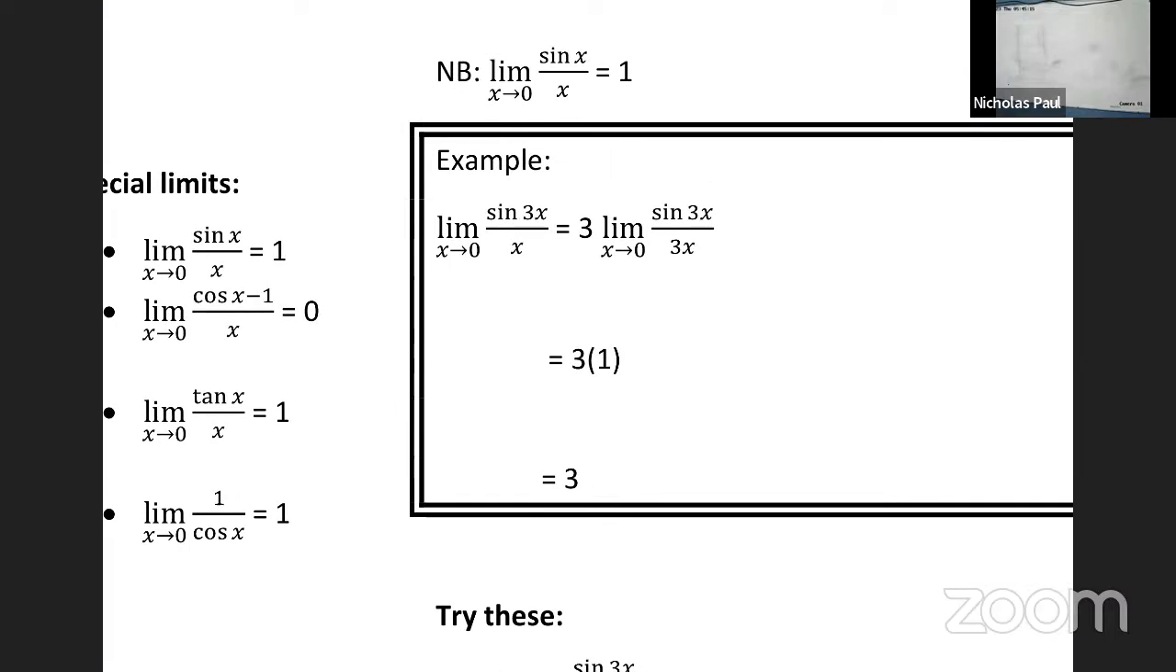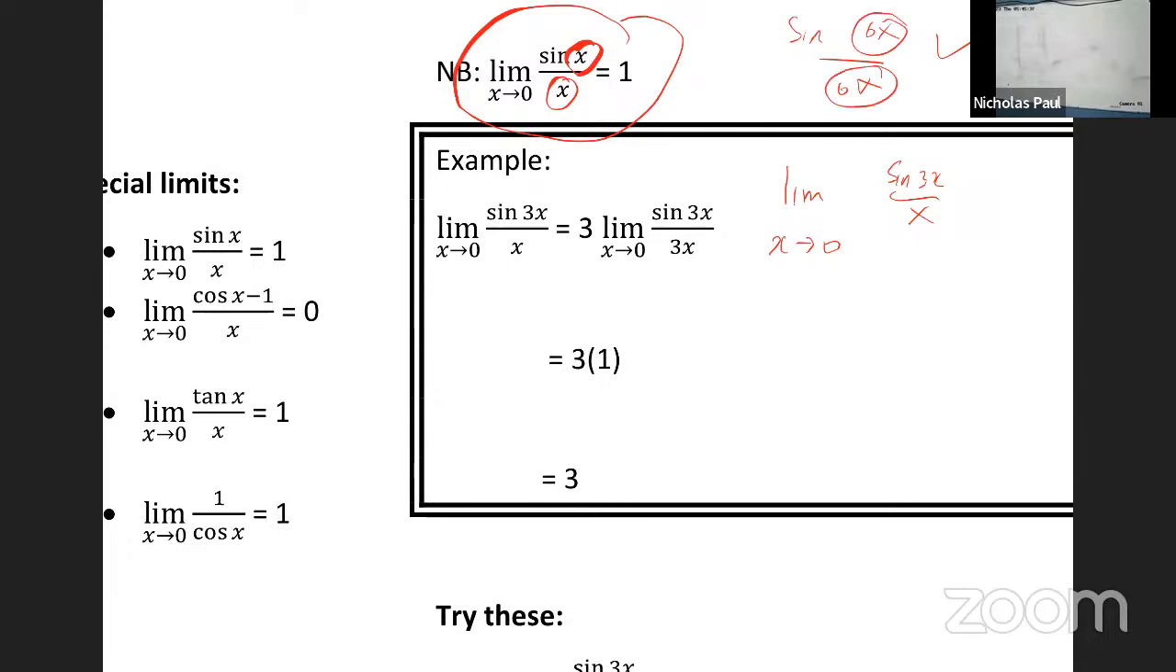If you have to find the limit, I'll write this one over: the limit as x approaches 0 of sin 3x over x. The only way we can write the answer as 1 is if you have the same values here. So if you have sin 6x on 6x, then you could use the rule. This and this must be the same. So you see the problem here? We have 3x on top, but we don't have 3x underneath. So if we put a 3x here, we have to multiply by 3 here. You're saying that 3 on 3 is 1.